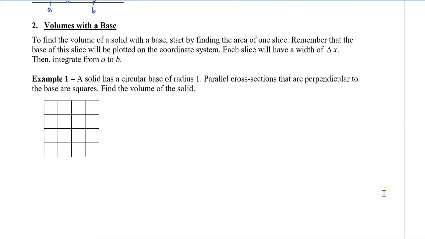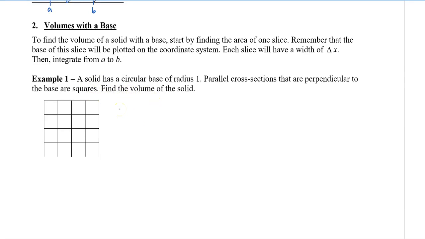All right, so let's take a look at this example here. We have a solid. It has a circular base of radius 1. And then we have parallel cross sections that are perpendicular to the base that are squares. We want to find the volume of the solid.